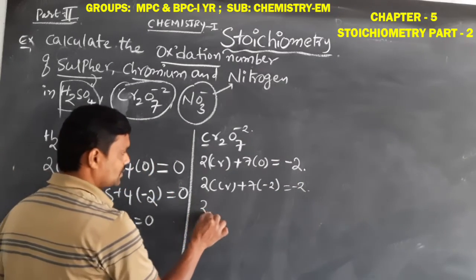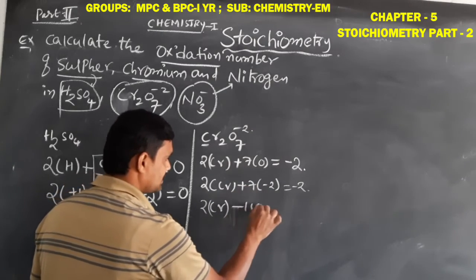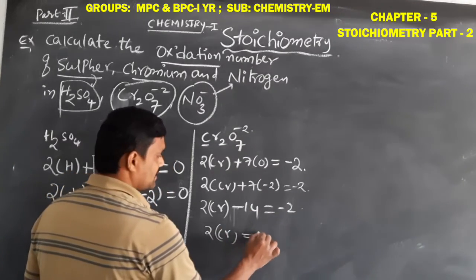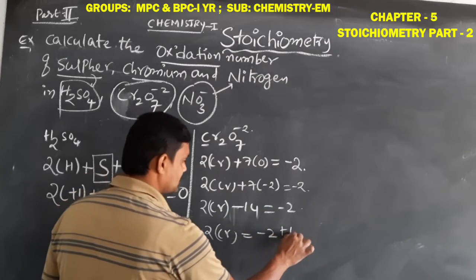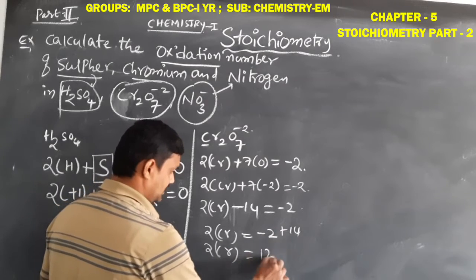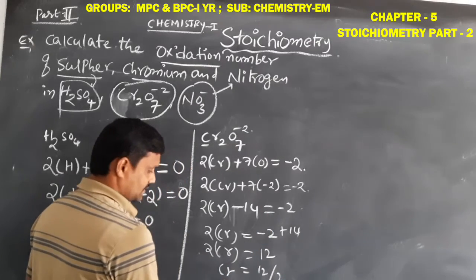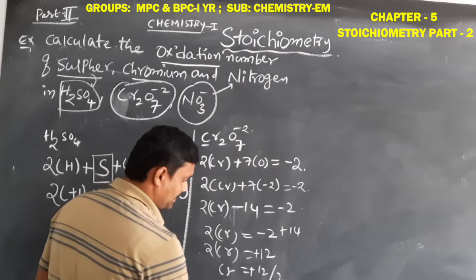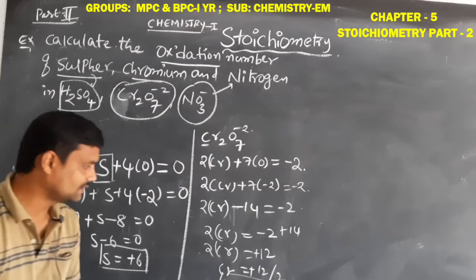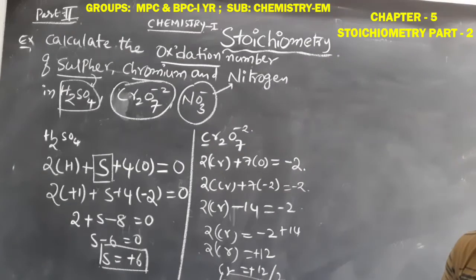So 2 chromium plus 7 times minus 2, which is minus 14, equals minus 2. So 2 chromium atoms equals minus 2, and this minus 14 goes to the right side as plus 14. 14 minus 2 is 12. So for a single chromium, 12 divided by 2, chromium equals plus 6. This is the process used to find the oxidation number of chromium in the Cr2O7 minus 2 compound.